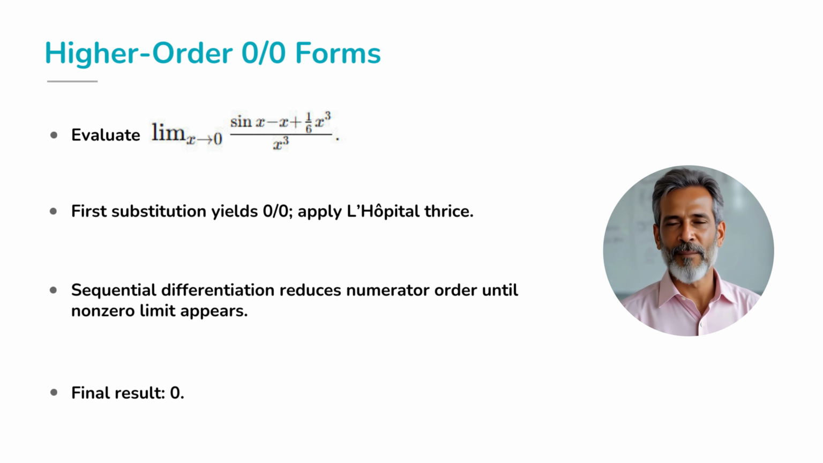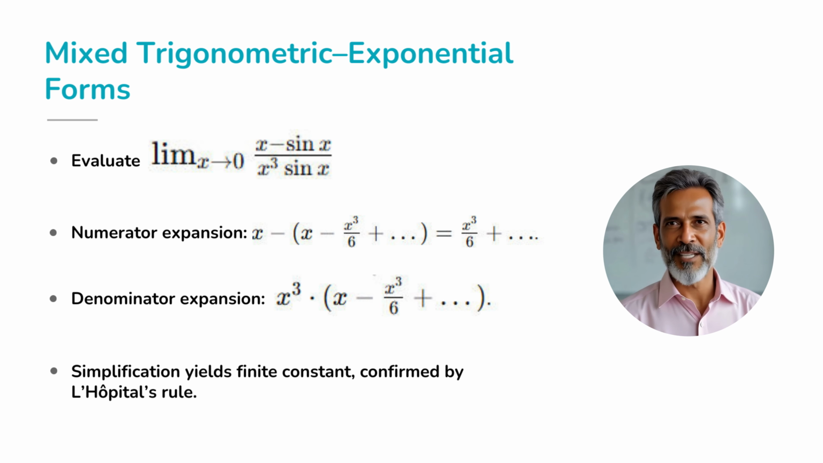Differentiate one more time. Numerator is negative cosine x plus 1. Denominator 6. Now substitute x equals 0. Numerator becomes negative 1 plus 1, which is 0. So the limit is 0. Let's move on to mixed cases.